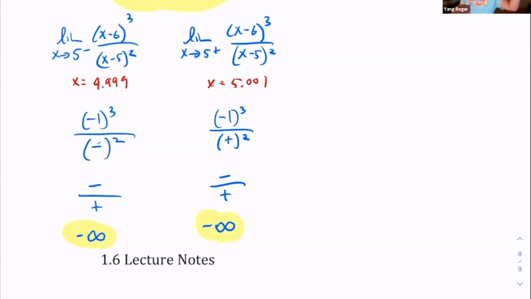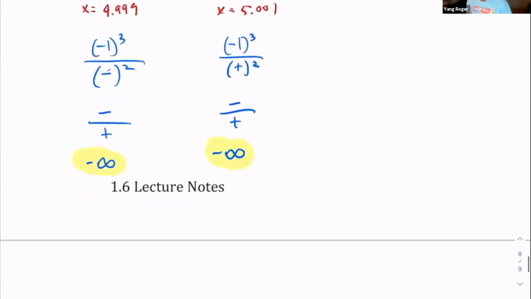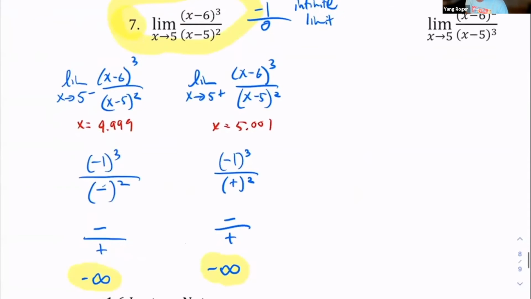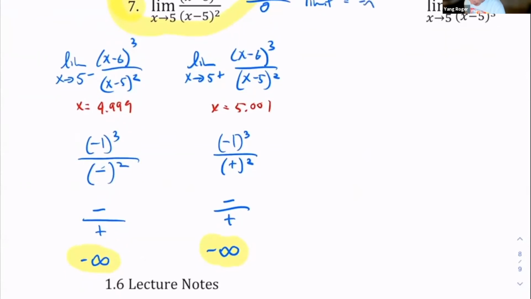So that's exactly that situation where from both sides you're going to negative infinity. So this means that your answer is negative infinity. So this guy is equal to negative infinity.